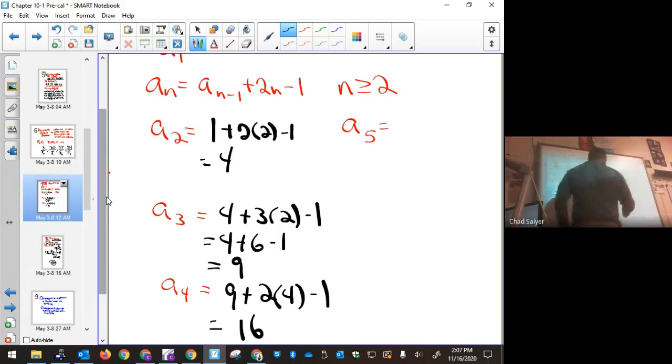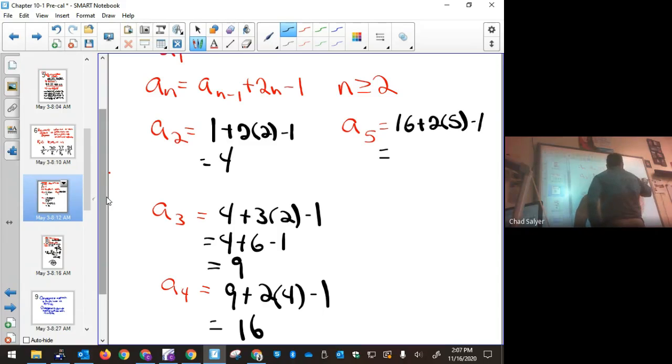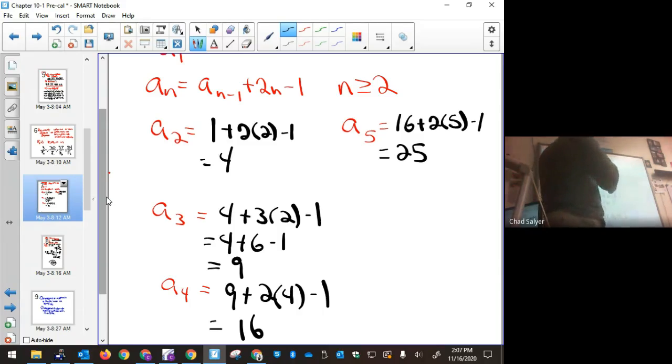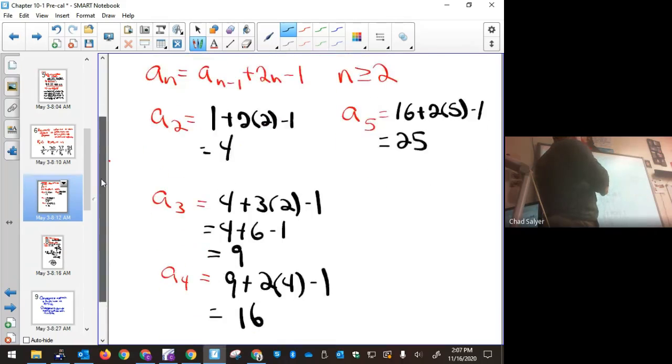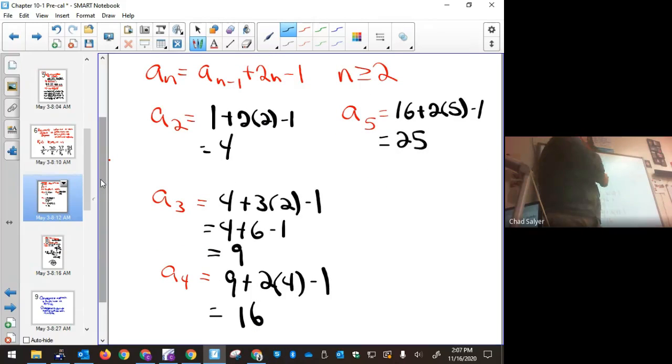So this would be the previous one, which is 16, plus 2 times 5 minus 1. So that's 16 plus 10 minus 1, 26 minus 1, or 25, as we predicted. So the fifth term is 25. I think this eventually deviates from the perfect squares. If I remember this right, eventually it makes a mistake, but certainly for the first 5 terms, it's correct.